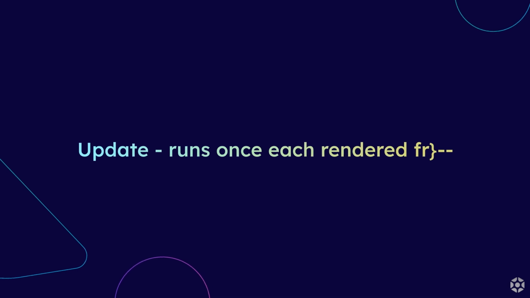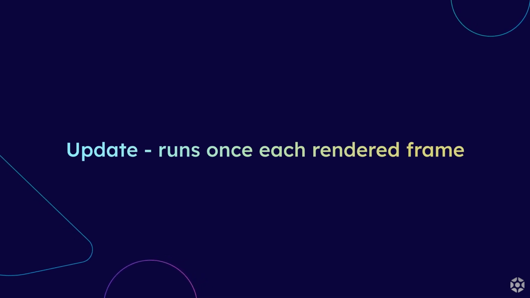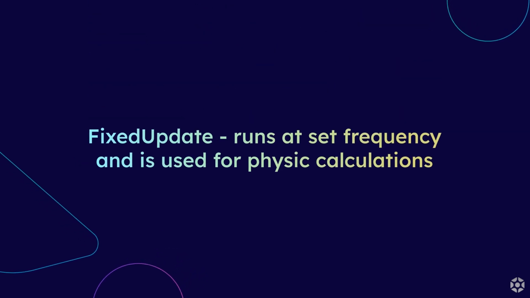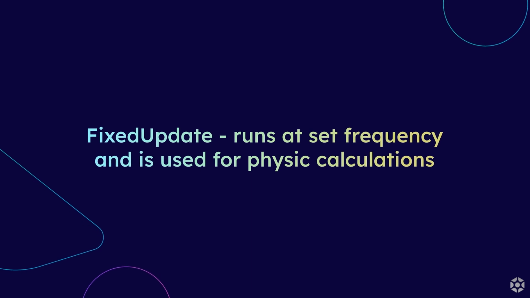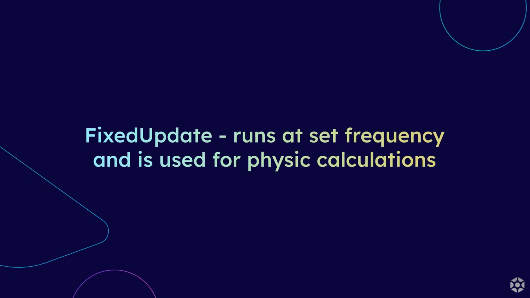Unity's update and fixed update have pretty clearly cut roles. The update runs once each rendered frame, while the fixed update operates with a set frequency and is used for physics calculations. You might be wondering how the Elympics update fits in this structure. To understand that, you must first learn a bit about how the Elympics game loop works.